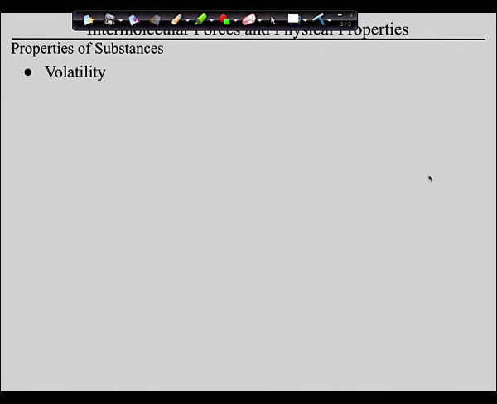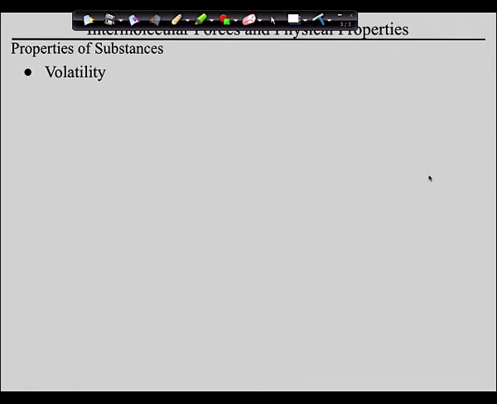Guys, the next thing that we're going to talk about is volatility. So we can put methane away because methane doesn't play this game because it's a gas. So again, guys, if you need to go back in your notes and remind yourself, do that really quickly. What is volatility? The ability to do what? Evaporate.